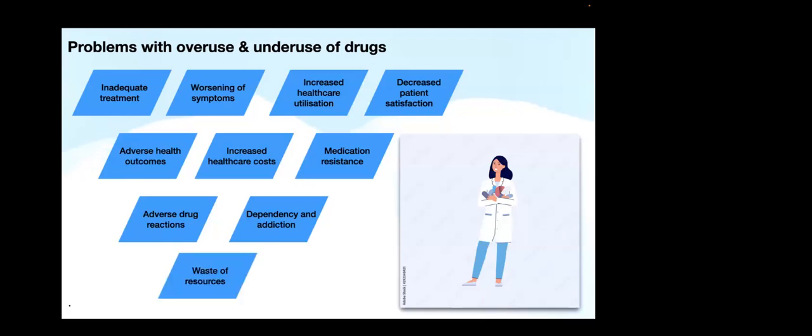And the last is the waste of resources. Overuse of medication can result in the unnecessary consumption of healthcare resources. This includes the unnecessary prescribing, dispensing, and administration of medications that are not warranted, or we can say appropriate, for a given condition. So to mitigate the problems associated with overuse and underuse of medication, it is crucial to promote appropriate prescribing practice, patient education, and adherence to the treatment plans.